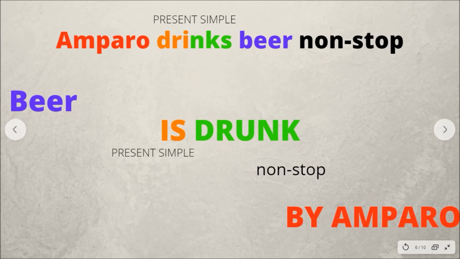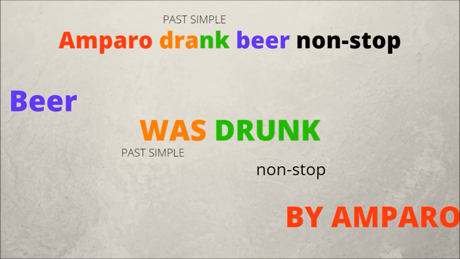Then remember how to do it? You take first the object, and then right at the beginning. So beer is the new subject. Then Amparo will go right at the end with the preposition by, because that's the agent, by Amparo. And the most important transformation goes right in between, and that's the verb. So beer is drunk non-stop by Amparo. Or it could be in the past simple, like Amparo drank beer non-stop. So beer was drunk by Amparo. In this case, the verb to be appears in the past simple because the original active counterpart was the past simple too.